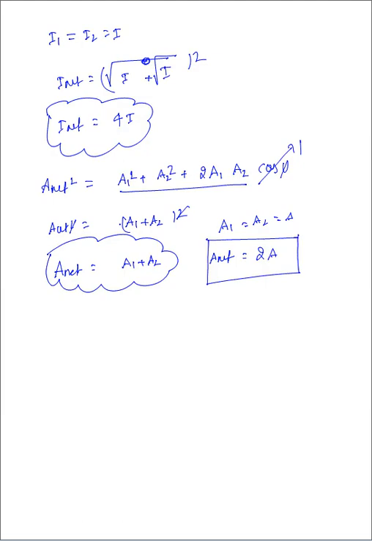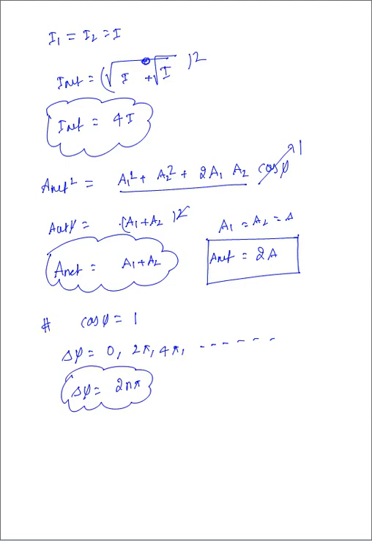Next, cos phi values we have to discuss here. Cos phi should be equal to 1. Cos phi equal to 1 means what should the phi value be? Cos 0 is nothing but 1. Cos 2 pi equals 1, cos 4 pi equals 1. All even multiples of pi give this. That's why delta phi can be written as 2n pi, where n is an integer: 0, 1, 2, 3, 4 and so on.